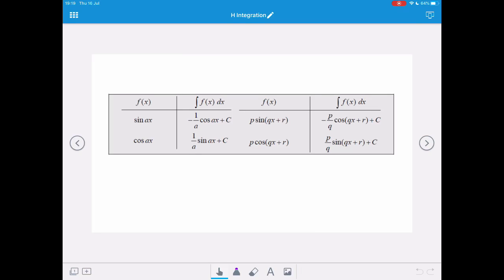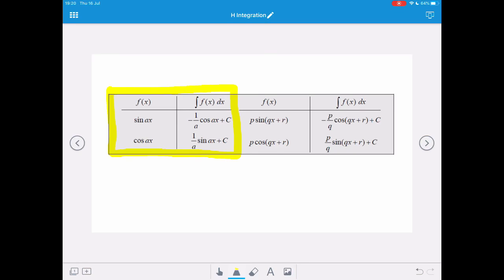So if we want to find the integral of sine of ax with respect to x, we can say that the indefinite integral is negative 1 over a times the cos of ax plus c, our constant of integration. We also know that the derivative of sine of x is cos of x, so the integral of cos of ax with respect to x is 1 over a sine of ax plus c, our constant of integration, and these are both on our higher formula sheet.